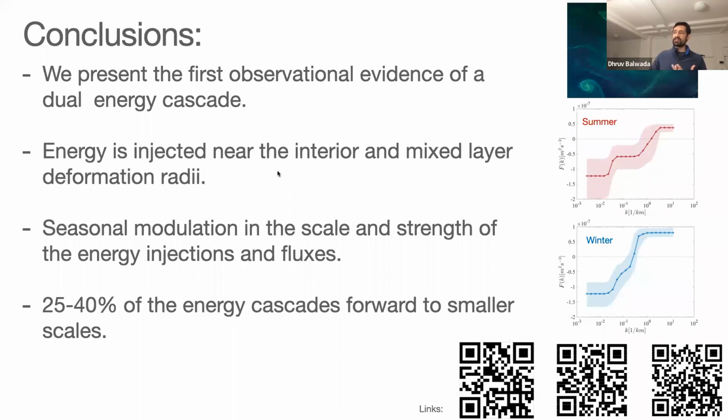We found that energy was injected in the system near scales that roughly corresponded to the interior deformation radius and the exterior deformation radius. There was a seasonal modulation in the scales where this energy was being injected and the strength of the energy that was being injected. Particularly in the winter, there was more energy being injected at the exterior deformation scale. And finally, what we found is that in these observations, depending on the season, 25 to 40% of the strength of the inverse energy cascade gets cascaded to smaller scales. And I want to finish with that.